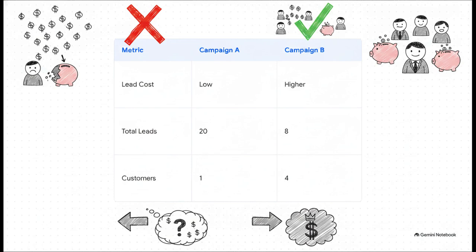And this brilliantly illustrates why obsessing over cheap leads is such a trap. Let's look at the numbers here. Campaign A might bring in 20 leads at a super low cost, but it yields just 1 actual paying customer. Campaign B, on the other hand, is a bit more expensive per lead, and it only brings in 8 leads, but it results in 4 paying customers. I mean, which campaign do you want running your business? 10 cheap leads that generate 0 customers are mathematically worse than 3 expensive leads that generate highly profitable jobs. We've got to stop judging success just by lead volume or cost per lead.